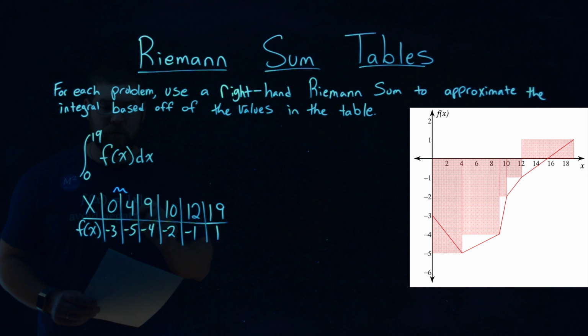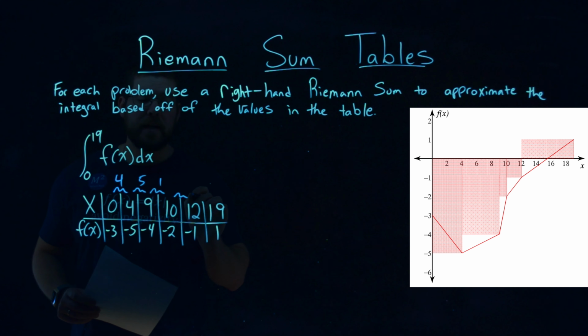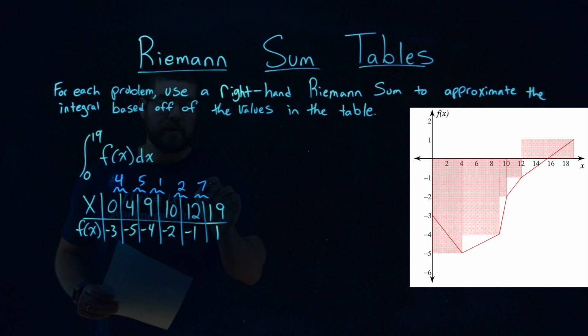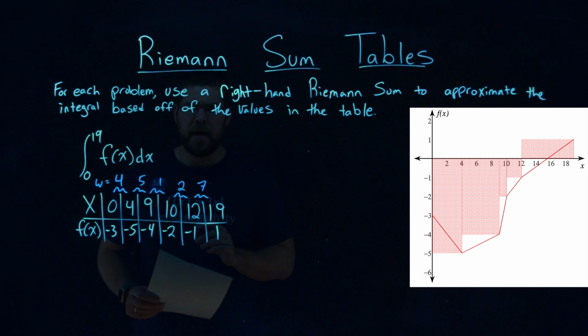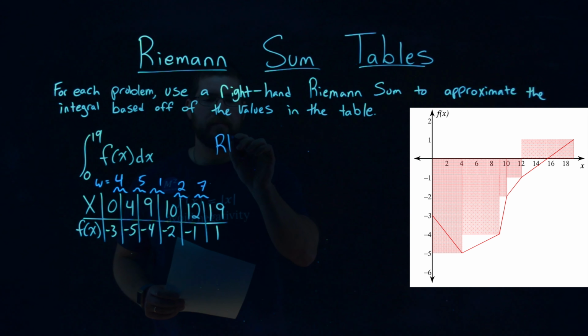So the difference between 0 and 4 is a 4. Between 4 and 9 gives me a 5. Between 9 and 10 is a 1. 10 and 12 is a 2. And 12 to 19 is 7. And those are our widths right there for each rectangle. Now again, they told us that this is a right-hand Riemann sum.